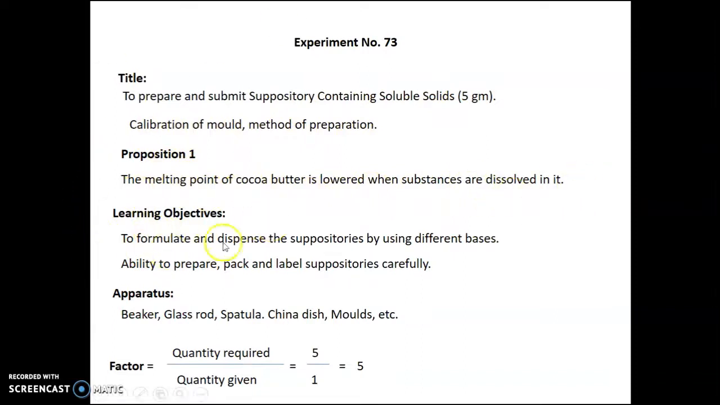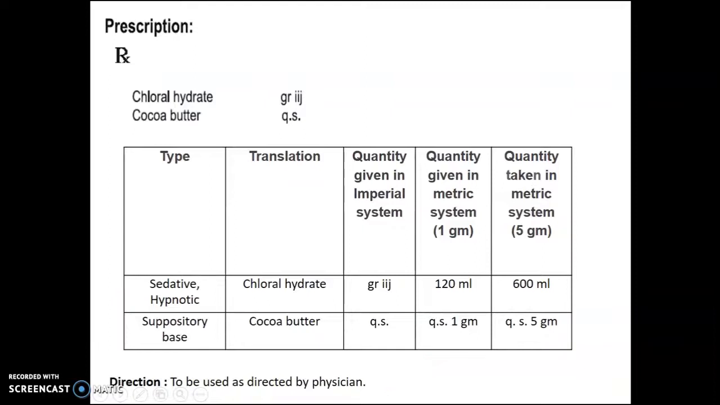Learning objectives are to formulate and dispense the suppositories by using different bases, and the ability to prepare, pack and label the suppositories carefully. Apparatus required are beaker, glass rod, spatula, china dish, molds, etc. Factor is calculated as quantity required upon quantity given, which is 5 upon 1, that is equal to 5. Prescription is denoted by the symbol Rx.